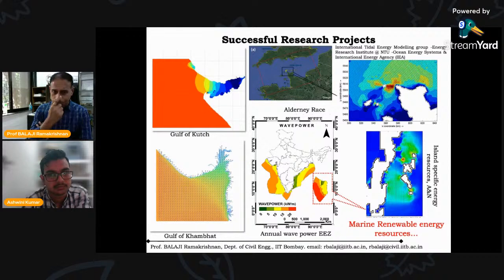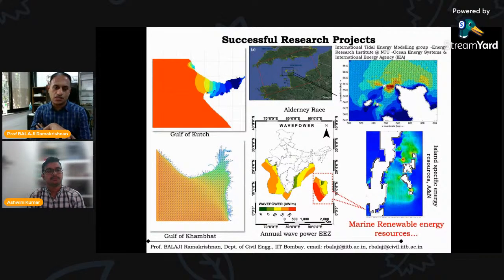So what we do at this stage is that we are trying to map the energy resources available in India, in various forms. We have some students working on wave energy, some students working on tidal energy, and so on and so forth. So we are trying to map, and from time to time we also collaborate with our international partners to see whether we can exchange our experiences, maybe the challenges being addressed by each other, and so on.